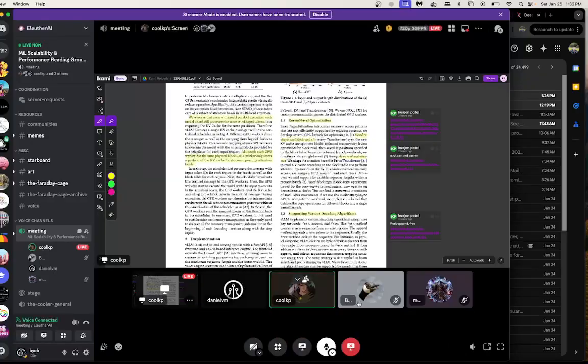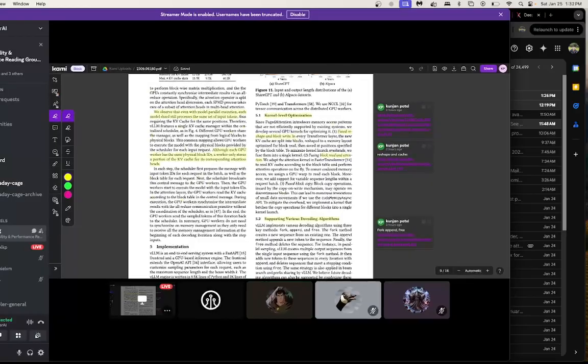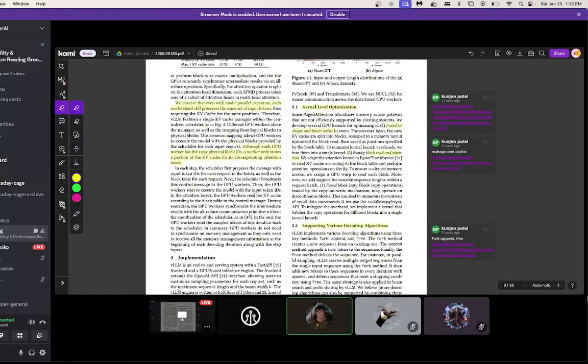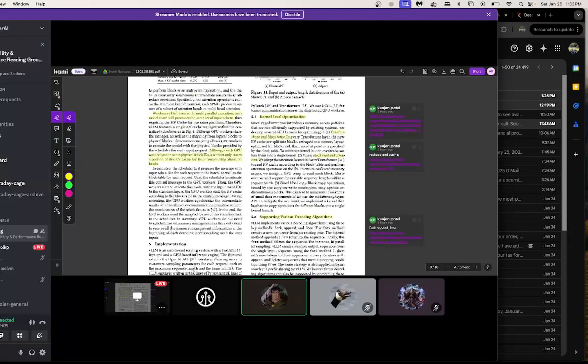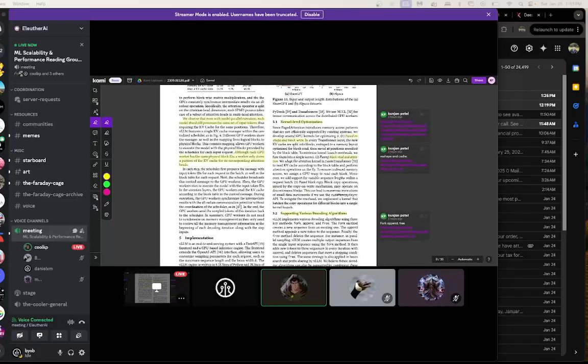I think vLLM's priority from next year, from what I can tell from the roadmap, is mostly disaggregated serving and prefix caching. They're really big on that, having more reuse.